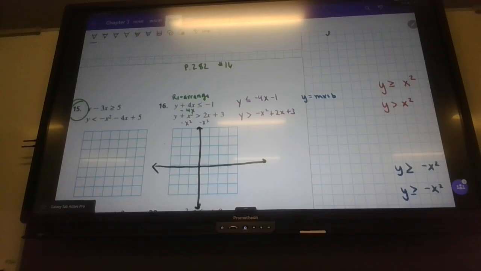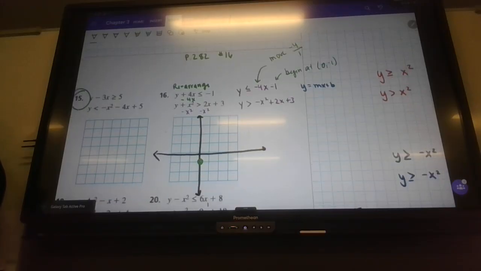All right, how do we graph y equals negative 4x minus 1? We begin at 0, negative 1. And then we move down 4, right 1. Up 4, left 1.